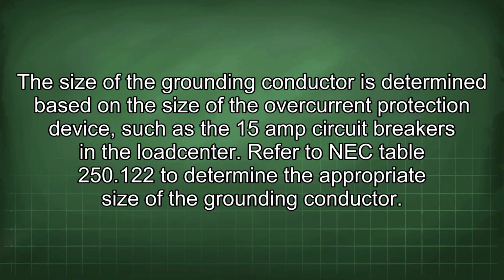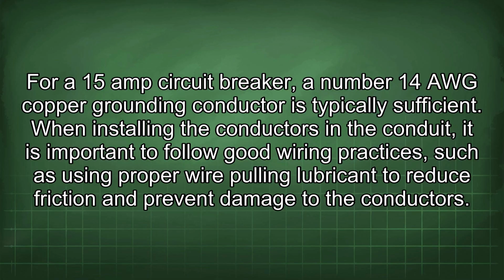Refer to NEC Table 250.122 to determine the appropriate size of the grounding conductor. For a 15 amp circuit breaker, a number 14 AWG copper grounding conductor is typically sufficient. When installing the conductors in the conduit, it is important to follow good wiring practices, such as using proper wire pulling lubricant to reduce friction and prevent damage to the conductors.